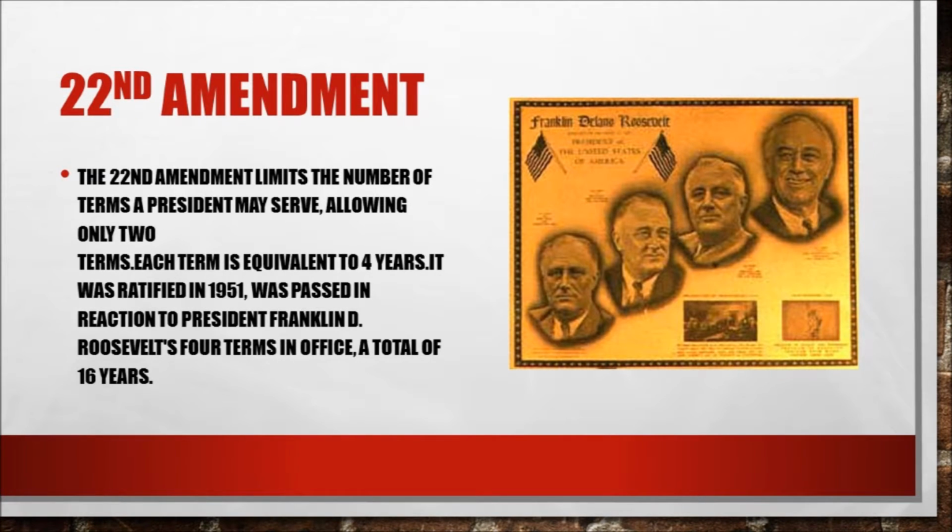The 22nd Amendment limits the number of terms the president may serve, allowing only 2 terms. Each term is equivalent to 4 years, so the most a president can essentially serve is 8 years. It was ratified in 1951. It was passed in reaction to President Franklin D. Roosevelt's 4 terms in office, a total of 16 years.